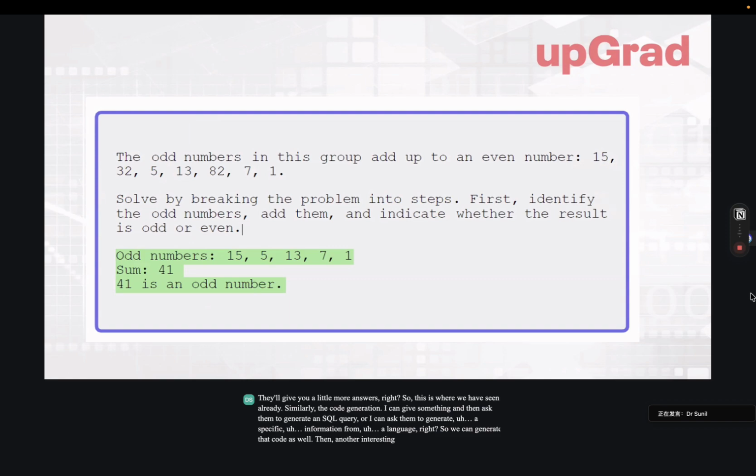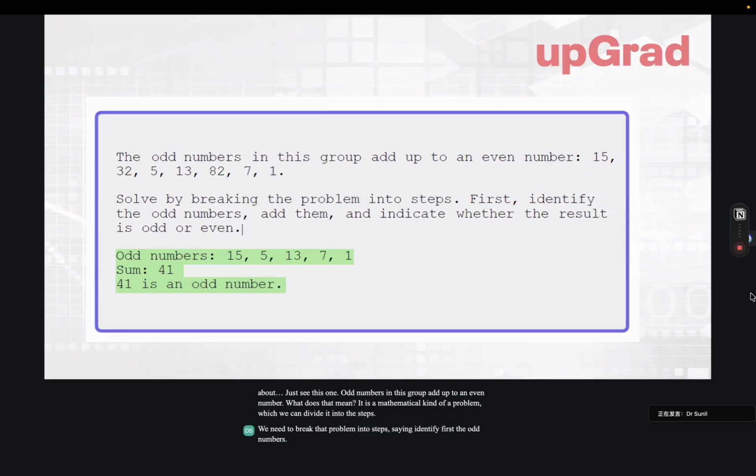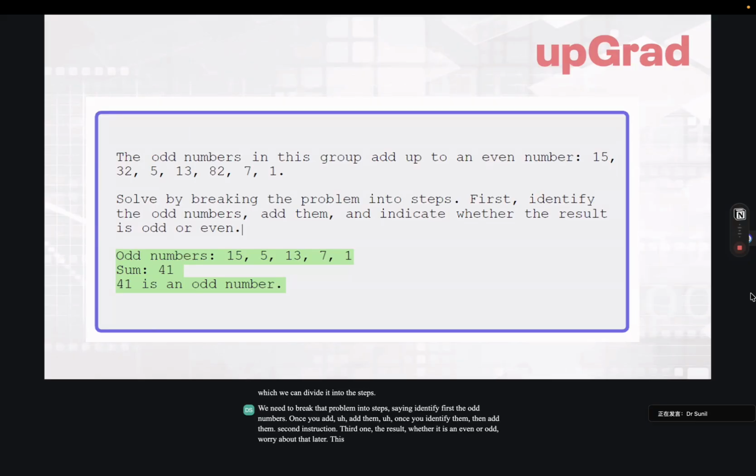Then another interesting thing is, just see this one: odd numbers in this group add up to an even number. What does that mean? It is a mathematical kind of problem, which we can divide into steps. We need to break that problem into steps, saying identify first the odd numbers. Once you identify them, then add them. Second instruction. Third one, the result, whether it is even or odd, worry about that later. This is a three-step process.